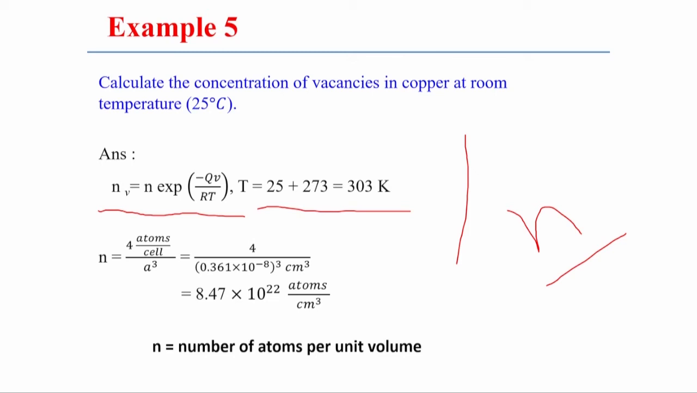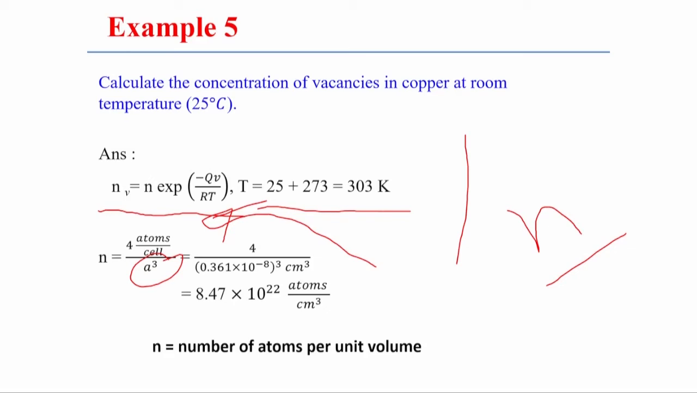Now, what is the volume of the unit cell? The volume of the unit cell is basically a cubed, where a is the lattice parameter, the edge of the cube. So 4 divided by a cubed represents the number of atoms per unit volume. Once we have the number of atoms per unit volume, and apply the available data, the activation energy, the given temperature, and the known R, we can find the number of vacancies of copper at room temperature.